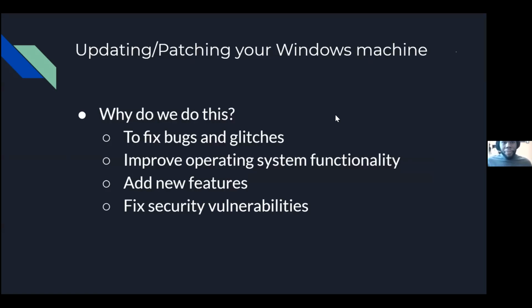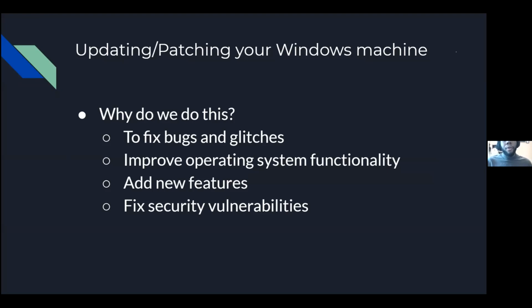So updating and patching your Windows machine. So you're probably asking yourself, why is it important? Why do we do this? Well, for several reasons. One, to fix any bugs and glitches that tend to happen with most software, operating systems, anything. And one of the ways that we fix that is by updating or patching the machines, the operating systems. It also can improve the operating system functionality, so new features can be added to it, that makes it run smoothly or can allow it to have new capabilities.